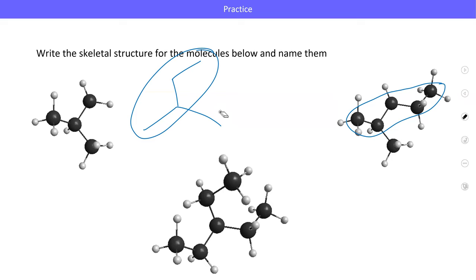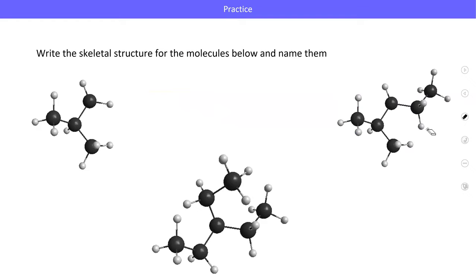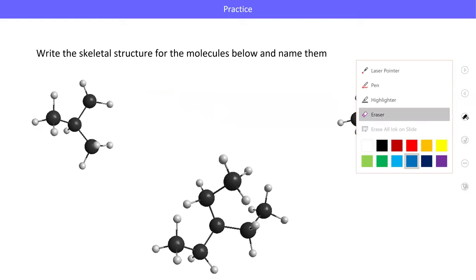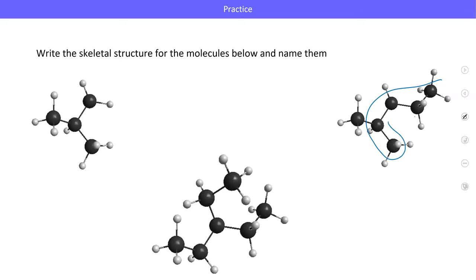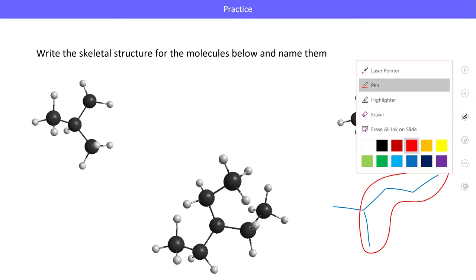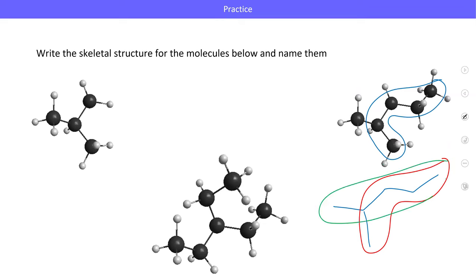Right. So here's the example we did on the previous page. Our longest continuous carbon chain is 5. We can count that either way. It doesn't matter which way we circle it. We could make this our longest continuous carbon chain, or this our longest continuous carbon chain. In both cases, we're going to get 2-methylpentane. If you have two distinct ways that you could get to 5, either one of them is valid.